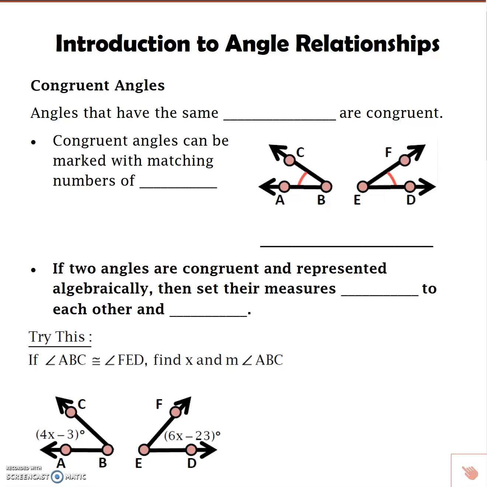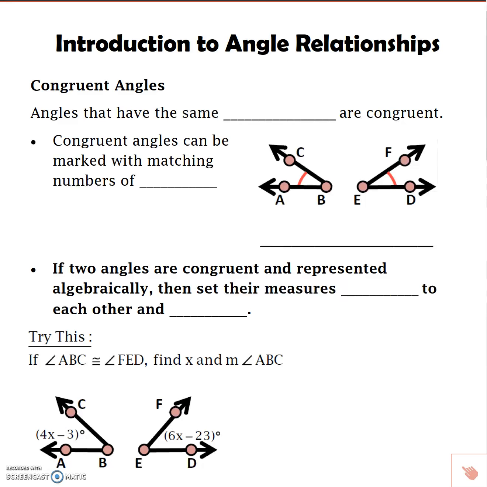Hi everyone. Today we're going to talk about angle relationships. In the last set of notes, we learned how to classify different angles as acute, obtuse, or right, and how to measure angles. This time we're going to talk about how angles relate to one another. So let's start with congruent angles.